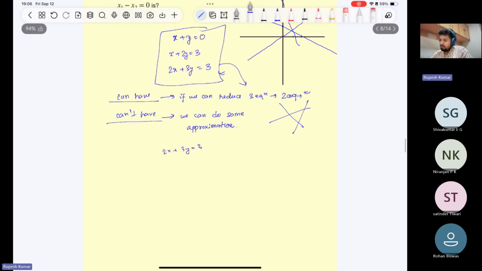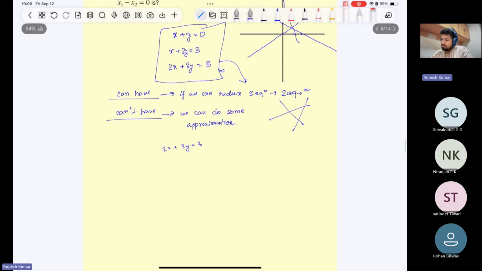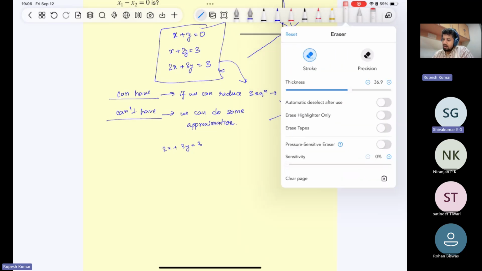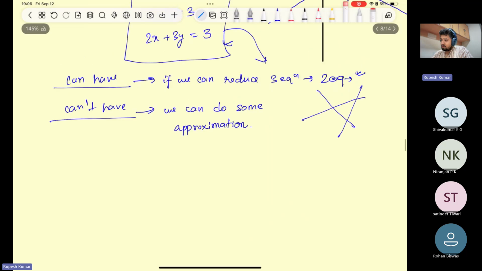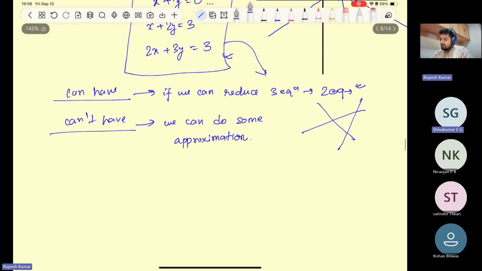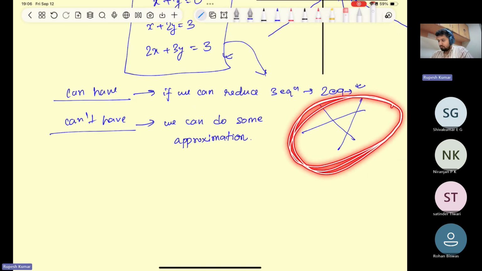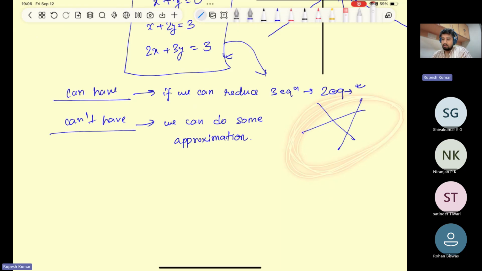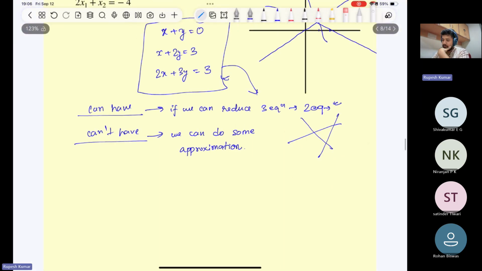Now, what happens if we don't have a solution? Then what will you do? Then you can't do anything. You have to take some sort of approximation. There is no other way that you can solve this, right? So basically, the second case will form this kind of graph. You can't find a single point of intersection here. Fine. So let's try to figure out the solution to this.